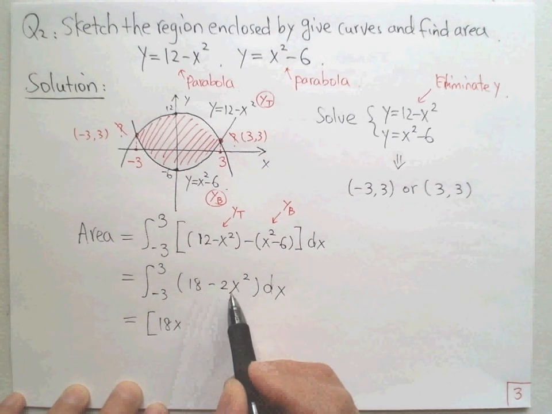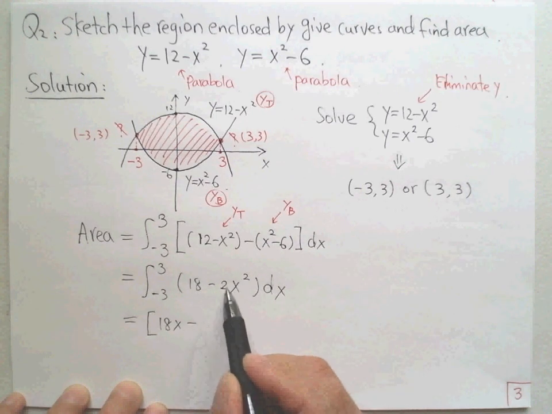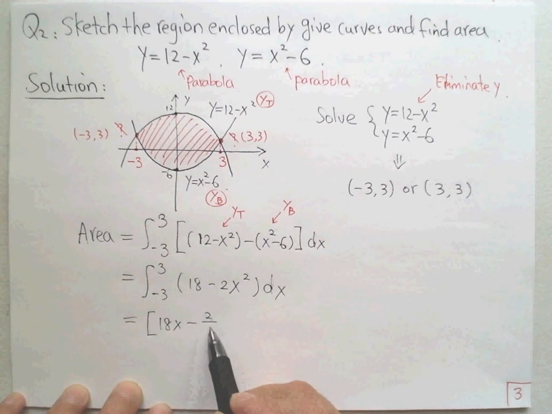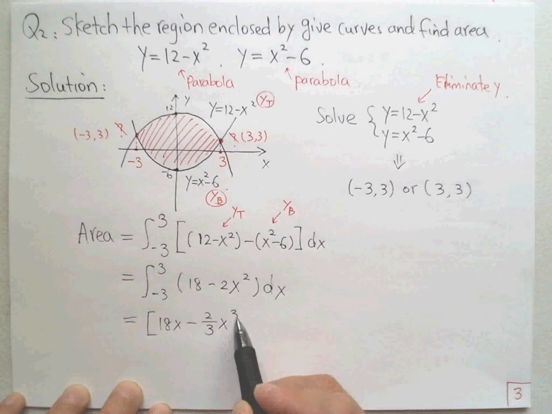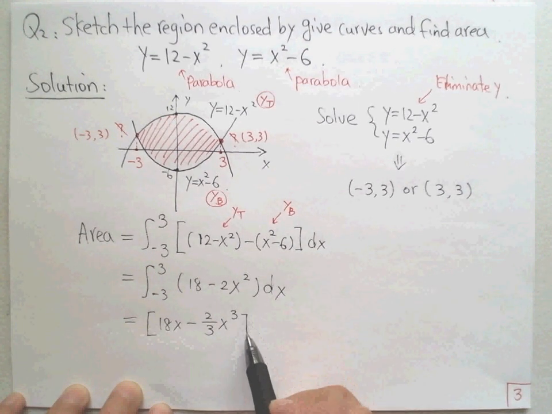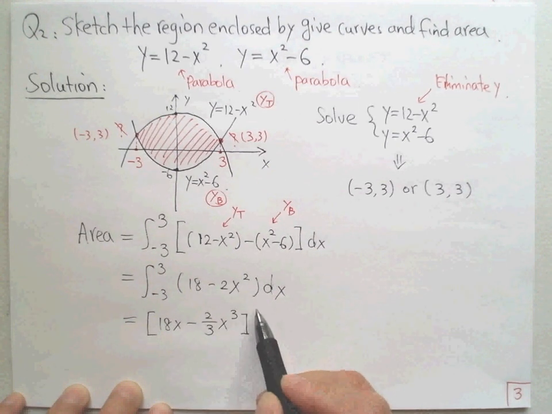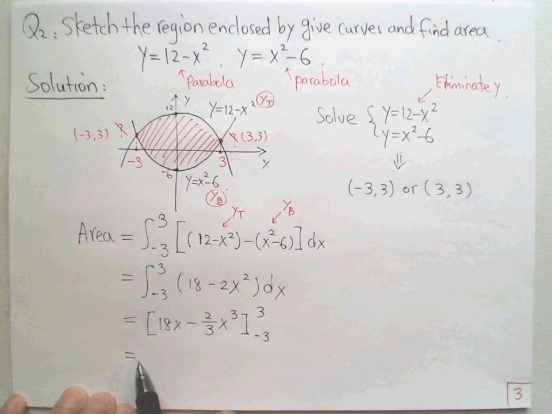It is 18x. Okay, and then minus 2 over 3 x raised to the power of 3, with 1 more power, right? And between negative 3 to 3. Okay, so I plug in.